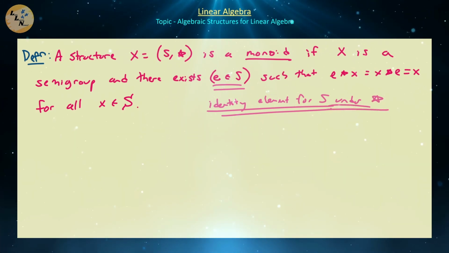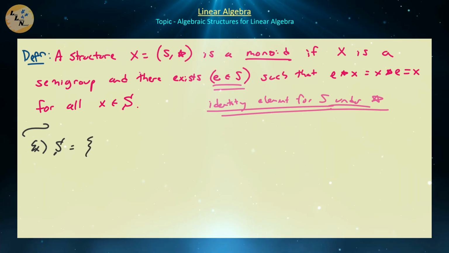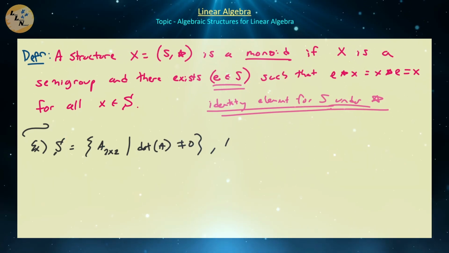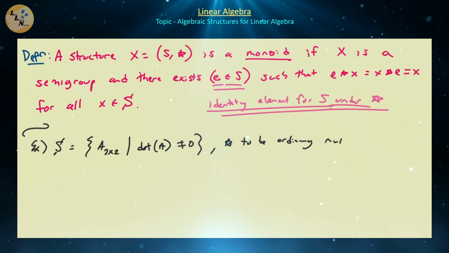All right, so the existence of an identity element for this particular binary operation. Let's consider a set S. Now let's let S be the set of all 2 by 2 matrices such that the determinant of A is not equal to 0. And let's define star to be ordinary multiplication. Because we already know that if we choose star to be ordinary matrix addition, it's not even a semigroup and hence not going to be a monoid.